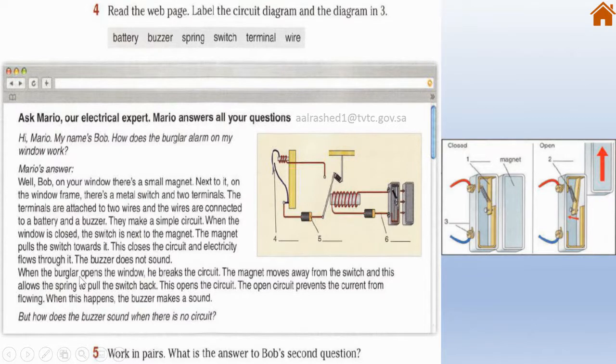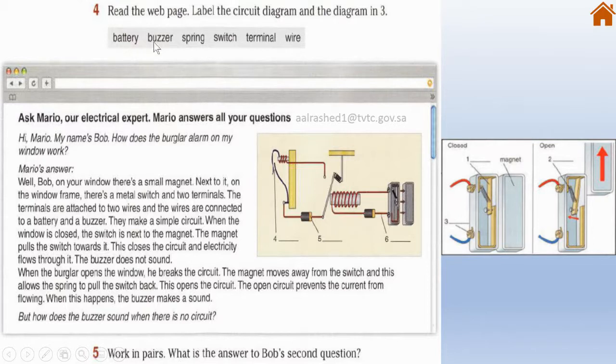When the burglar, the thief, the criminal, opens the window, he breaks the circuit. The magnet moves away from the switch, and this allows the spring to pull the switch back. This opens the circuit. The open circuit prevents the current, meaning it stops the current from flowing. When this happens, the buzzer makes a sound. So it only works if there is breaking into the windows.